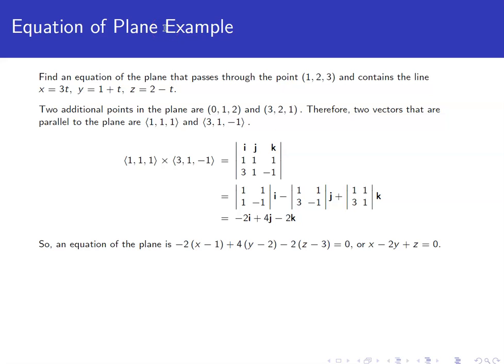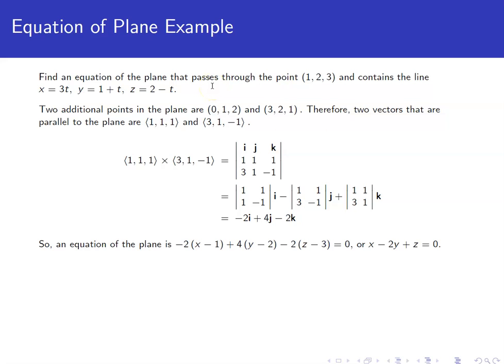In this video, we're going to look at an example of finding an equation of a plane. We're given the point (1, 2, 3), and we're given the line x = 3t, y = 1 + t, and z = 2 - t. I want to find the equation of the plane that contains that point and that line.